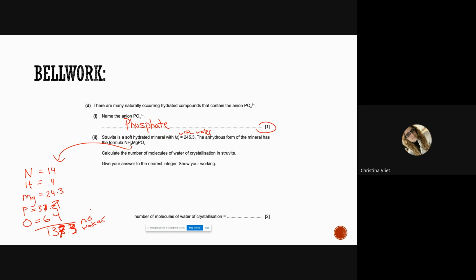What's the next thing you do? 245.3 minus 137.3. So what number would that give you? 108. That's the grams of water. But that's not the answer, because you have to change that grams into moles, which would be equivalent to the amount of molecules for each one of that compound, because moles and molecules relate the same way. So you divide this by 18, and your answer is 6.